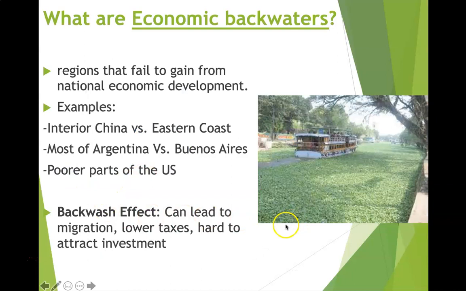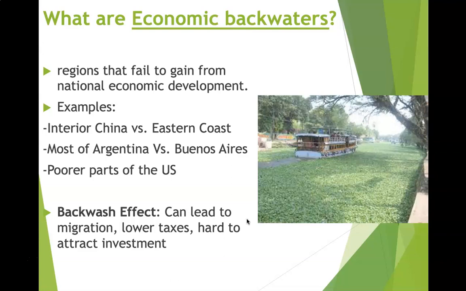I've used the term economic backwaters, so let's introduce that term formally: the regions that fail to gain from national economic development. The best example of that is interior China. Interior China has generally a lot of poor rice farmers, whereas the East Coast is booming with industry and factories, the powerhouse, the juggernaut of the Chinese economy, generally concentrated in the coastal regions.